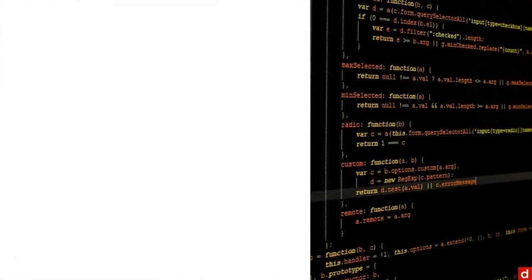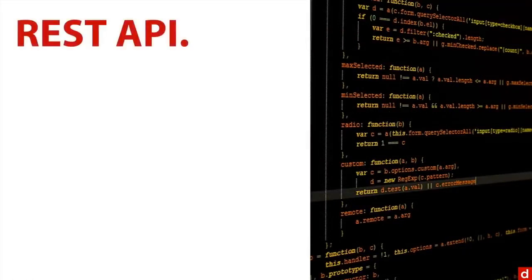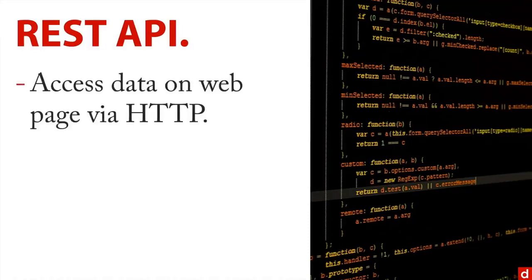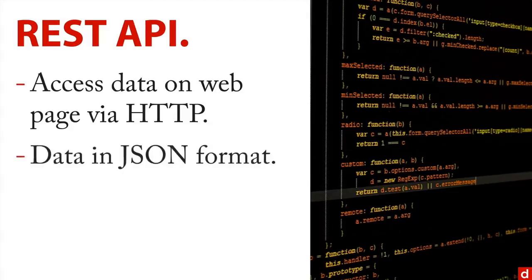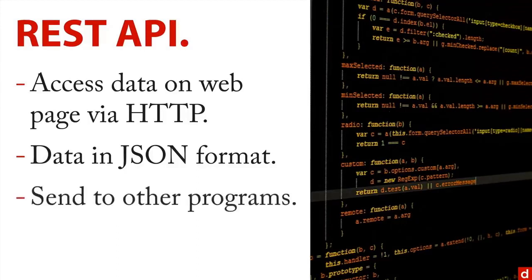Now, the most common version of APIs for data science are called REST APIs. That stands for Representational State Transfer. That's the software architectural style of the World Wide Web. And it allows you to access data on web pages via HTTP. That's the Hypertext Transfer Protocol that runs the web as we know it. And when you download the data, you usually get it in JSON format. That stands for JavaScript Object Notation. The nice thing about that is it's human readable, but it's even better for machines. Then you can take that information and send it directly to other programs.